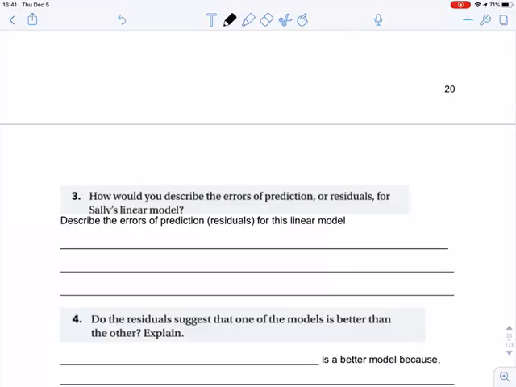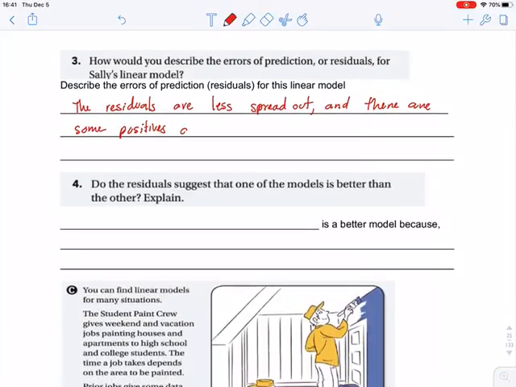How would you describe the errors of the prediction or the residuals for Sally's linear model? I think these are a little bit closer. The numbers or the residuals are less spread out, and there are some positives and some negatives.